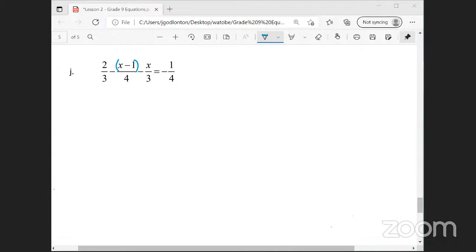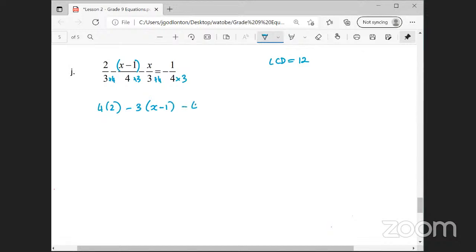Okay, let's go. Let's see who can get this 100% right. First step, LCD is 12. So I'm going to multiply this by 4, by 3, by 4, by 3. So I'm going to have 4 times 2. If you can jump straight to saying 8, that's great. Minus 3 times x minus 1 minus 4 times x is equal to 3 times negative 1, or you could say negative 3 times 1. It's all the same. And that would all be over an LCD of 12, and because it's a common denominator, we get to drop it. The next step is to multiply these out and simplify in the process. So we're going to get 8 minus 3x plus 3 minus 4x is equal to negative 3.